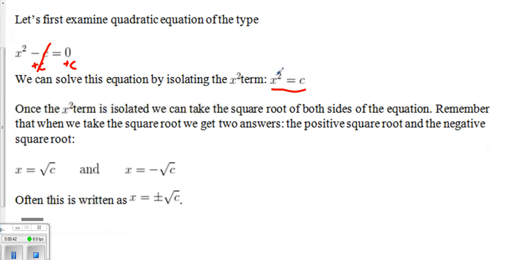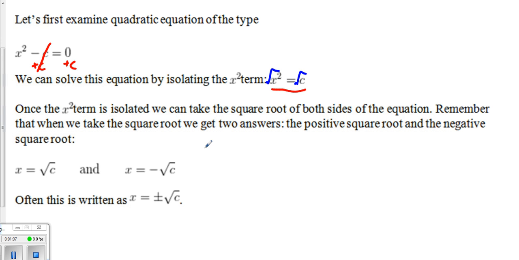Once we've got that x squared term alone, to undo a squared, you have to take the square root. So we'd be taking the square root of both sides here. Square root on this side, square root on this side. The squared and square root cancel out, so we just have x alone, and then we'd have the square root of c left over.